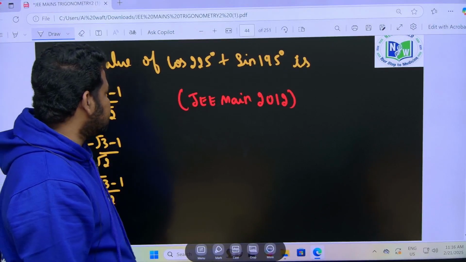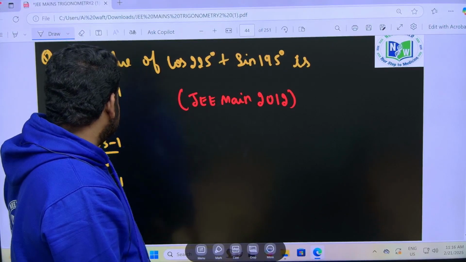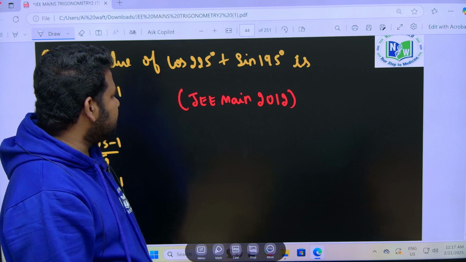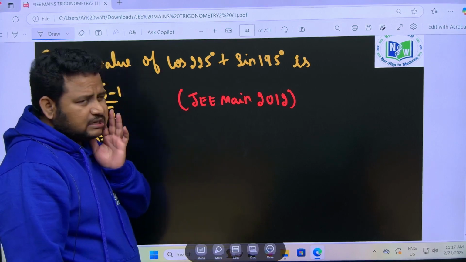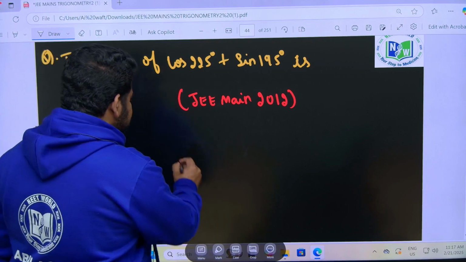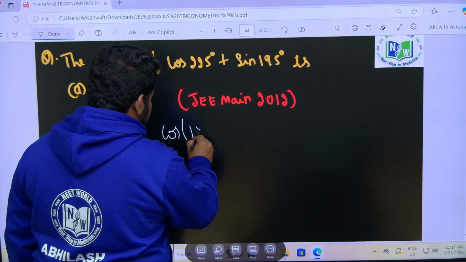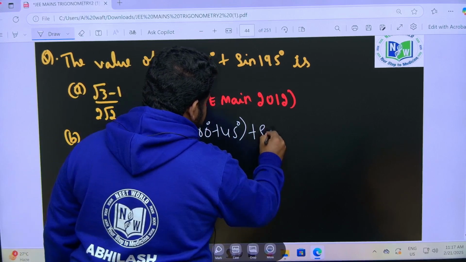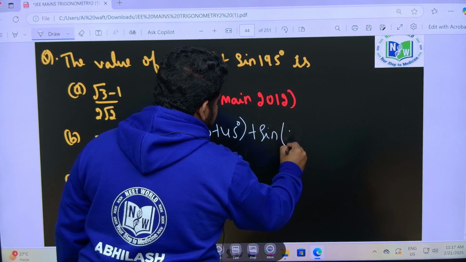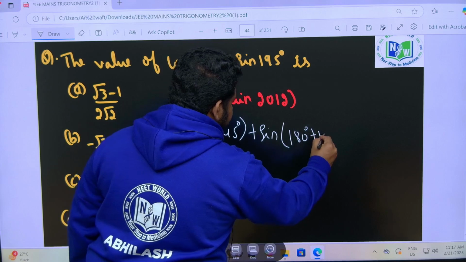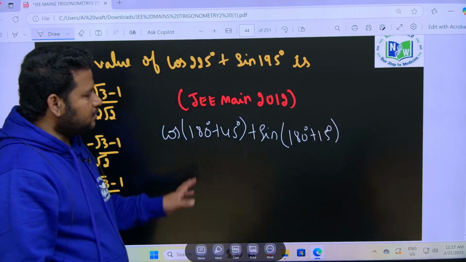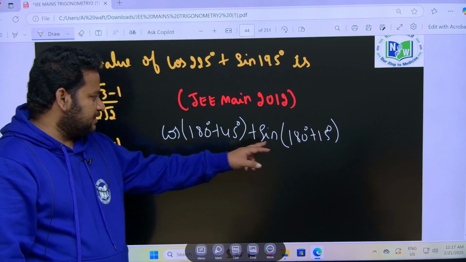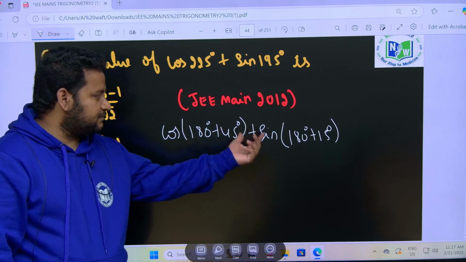This is JEE main 2012 question. Fine. So they have given cos 225 plus sin 195. Cos 225, what can I write it? I can write it as cos 180 plus theta, cos 180 plus 45 degree, plus sin 195, I can write it as sin 180 plus 15 degree. Cos 180 plus theta, that is odd multiple or even multiple, here also even multiple. So cos will remain cos, sin will remain sin.